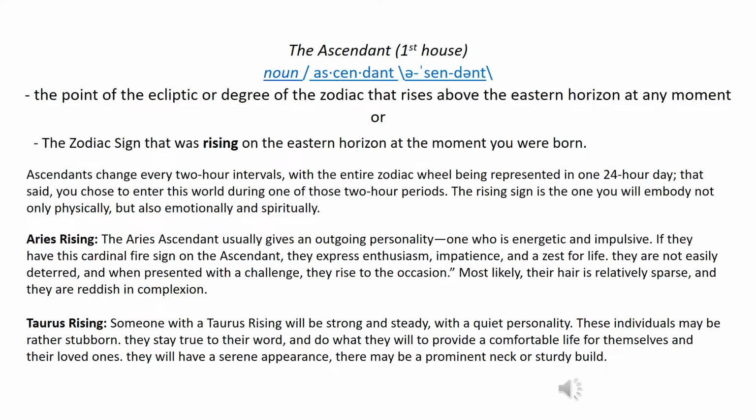So just as there are several basic divisions in which the signs are categorized, there are also those three major divisions with the houses.